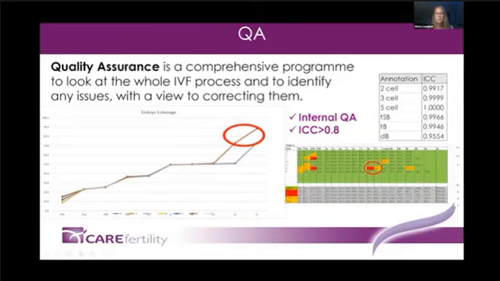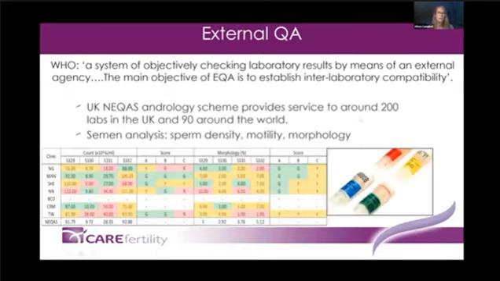External quality assurance, so the World Health Organization describes this as a system of objectively checking lab results by means of an external agency. Also very important. The main objective of external QA is to establish inter-laboratory comparability. In the UK, we have the NEQAS andrology scheme. It's a good example of external quality assurance.